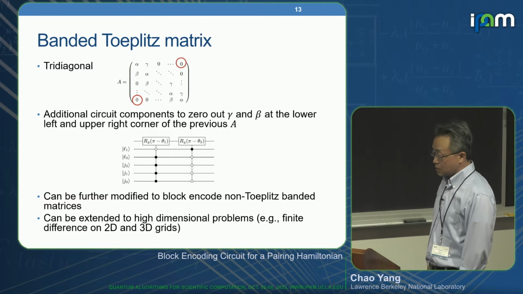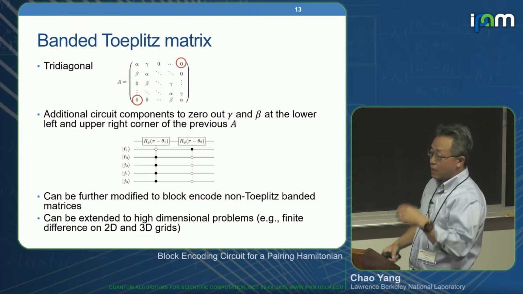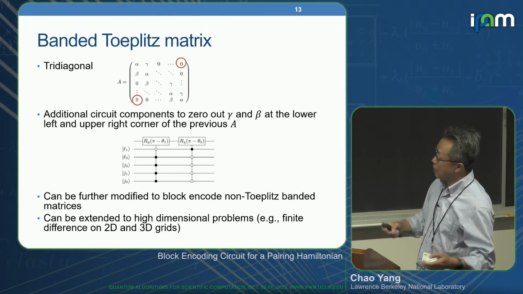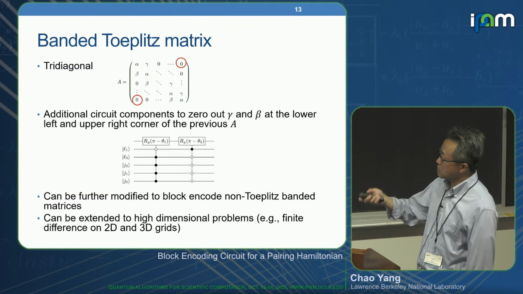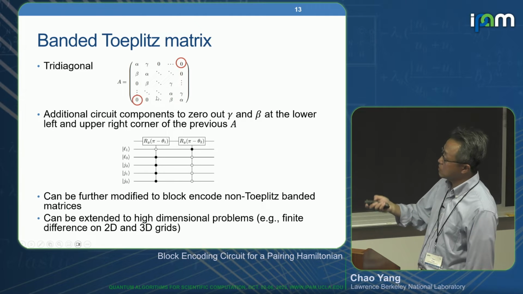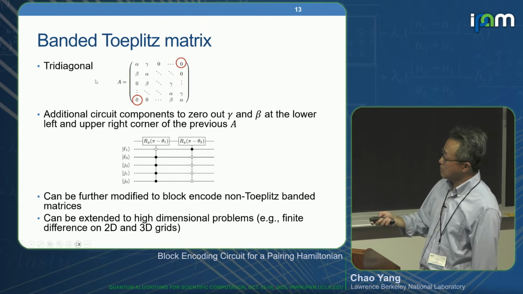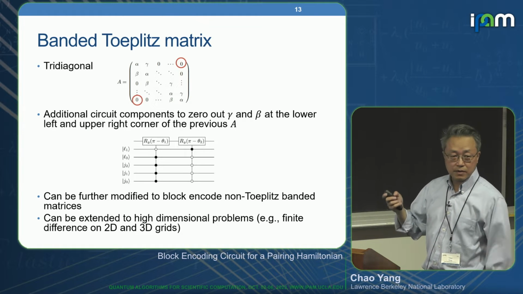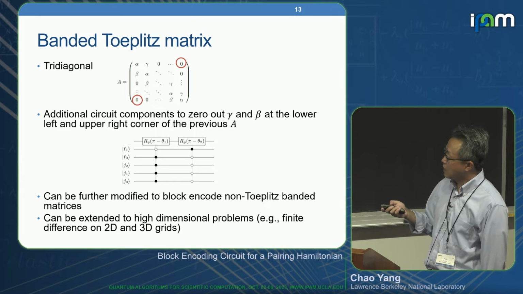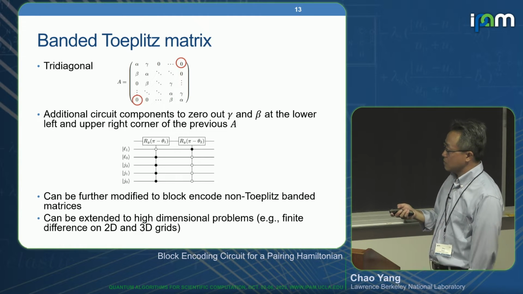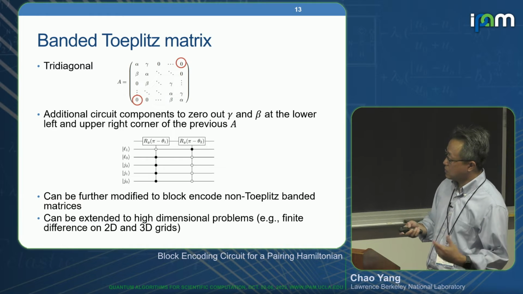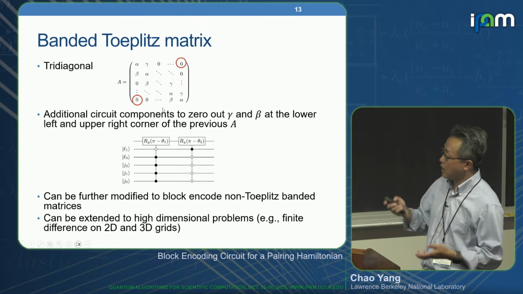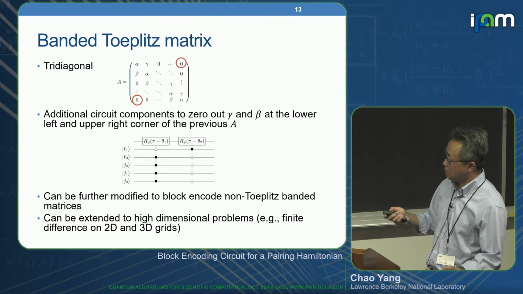Okay, so you can also have variations of that. The circulant matrix is kind of special, but what about things that are periodic? For a Toeplitz matrix, you have to zero out the corners. You can easily add another circuit component to zero out a small number of non-zeros in the matrix. You can also modify this to block encode non-Toeplitz banded matrices if there are some columns that have special non-zero matrix elements, and that can be easily done.